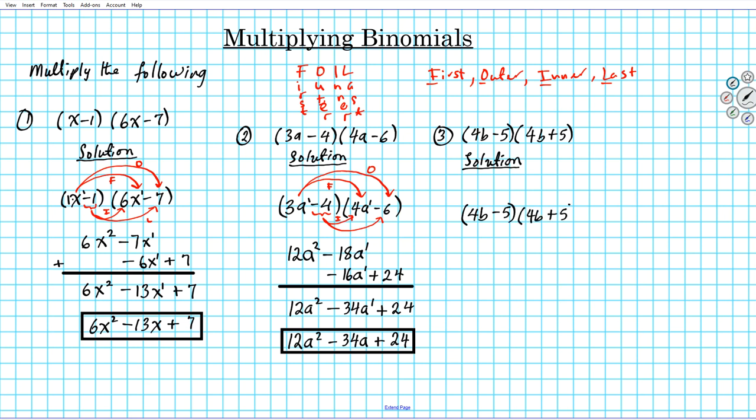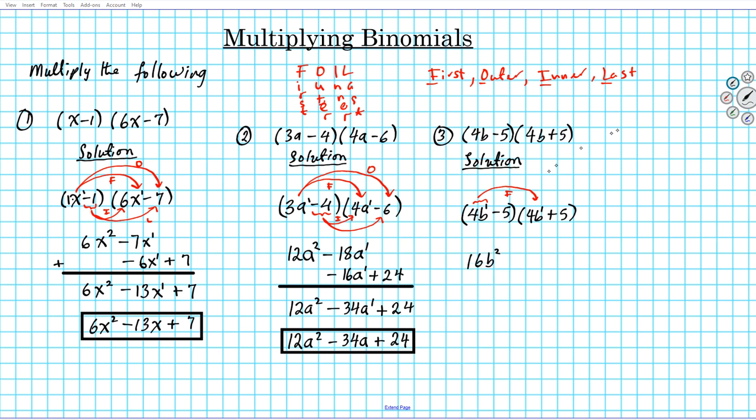Since we're multiplying two binomials, we can easily FOIL this out, double distribute. So we're going to take the first term, 4b, and multiply by the first term here. So that's our first. How do we multiply? Multiply coefficients: 4 times 4 is 16. And then for b, you add the exponents of the variables since they are variables on both terms. So b to the 1 plus 1 is 2. So there goes our first.